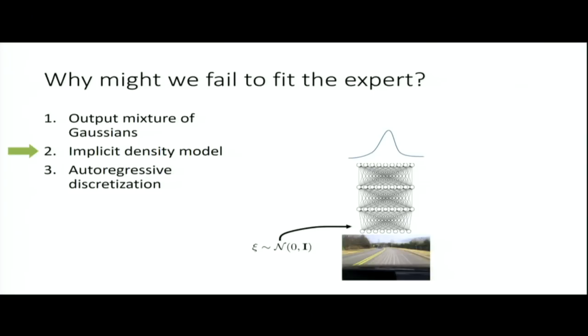In fact, out here, you don't even need to output a Gaussian. You could just output a single value. And it's still modeling a distribution because of this noise down here. The main trouble with implicit density models is that they're a lot harder to train. So when we do supervised learning, what we're really doing is maximum likelihood, and maximum likelihood requires differentiating the log probability of a sample. And doing that with implicit density models is quite a bit harder.